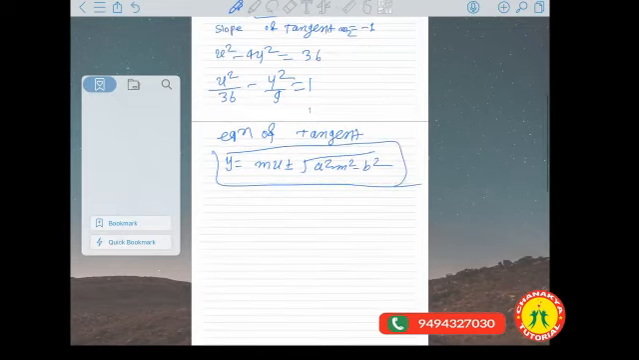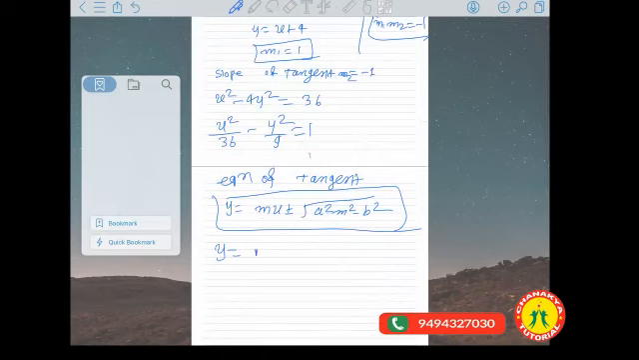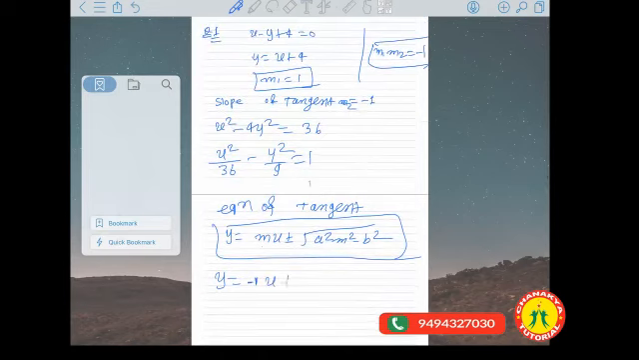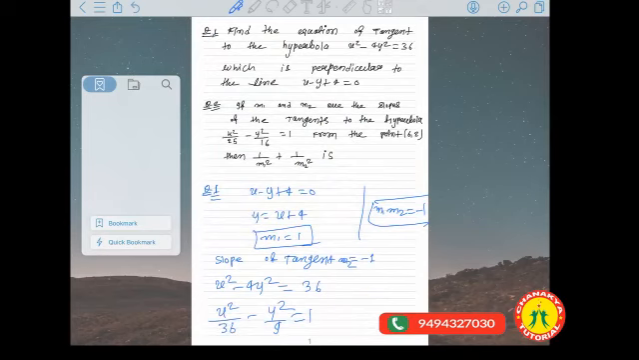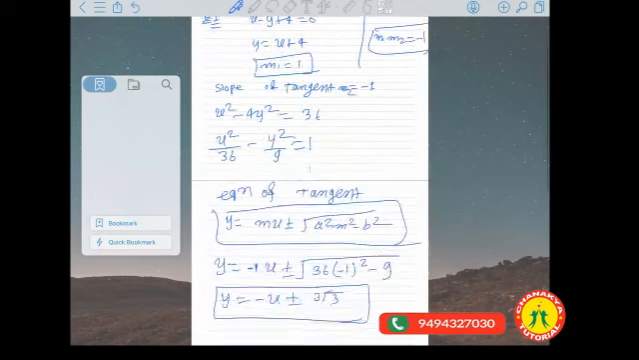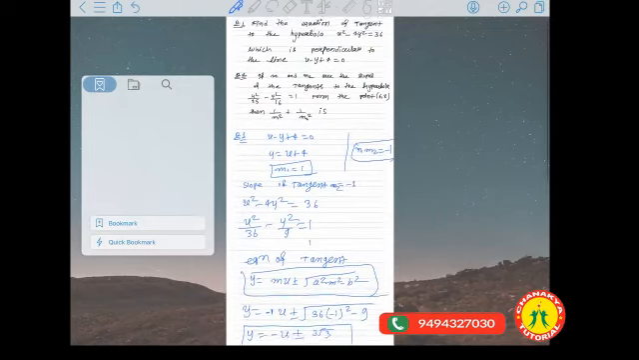So everything is known. So put the value y is equal to m is -1, right? -1 into x plus minus root under a square. A square is 36 minus 1 square minus 9 b square. So y is equal to minus x plus minus root under 36 minus 9. That will be the 27, right? 27 means 3√3. So this is the equation of tangent. Sai, you got the same answer?